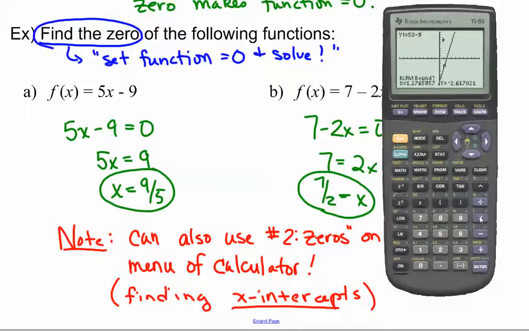So I'm going to hit enter, okay, and it marks that. Now it says what's the right side? So I need to move my cursor so that it's blinking to the right of that crossing point and hit enter. Okay, now it wants me to guess, so I'm going to go back and get kind of as close as I can to that actual crossing point, that x-intercept or 0, hit enter, and here it tells me 1.8. But we know that 9 divided by 5 is going to be 1.8, so that confirms the answer for me.